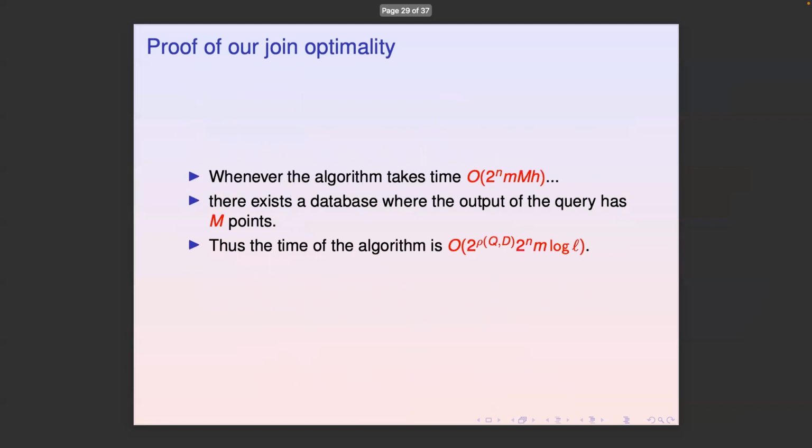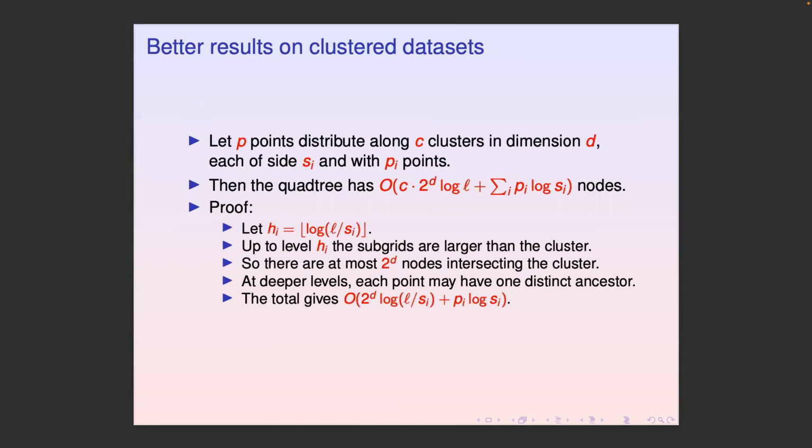So with this, this is immediate now. Whenever the algorithm takes this time, there exists a database where the output of the query has M points. So you conclude that the time of the algorithm is the maximum possible size of the output times the other terms, 2 to the n, small n, h, which is log n. This is the main result then.